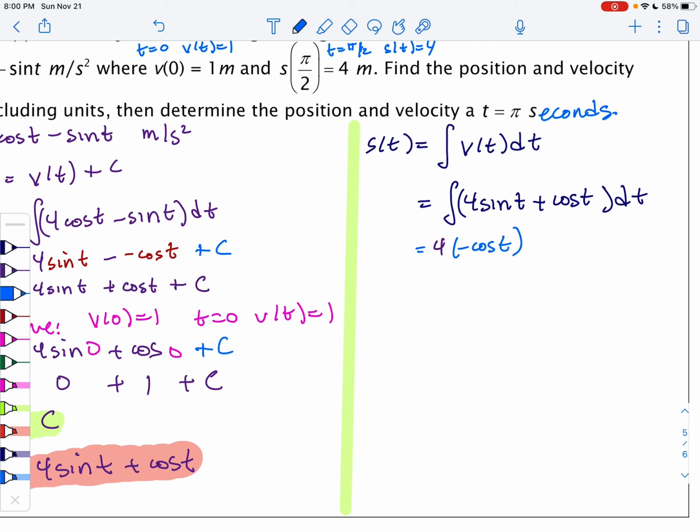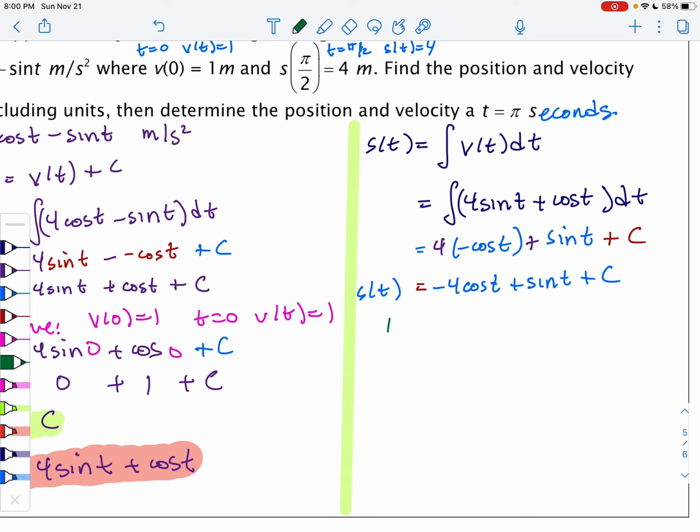What function has derivative equal to cosine t? Sine t does. And we don't want to forget to add our plus c. So we are getting minus 4 cosine t plus sine t plus c is our position function.